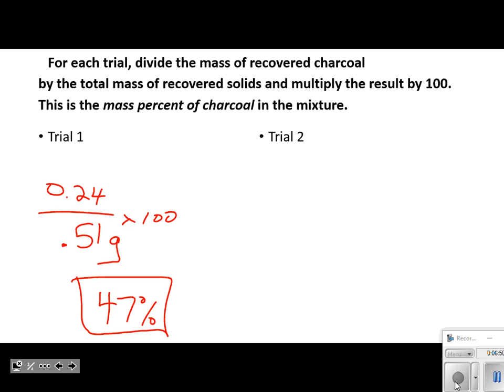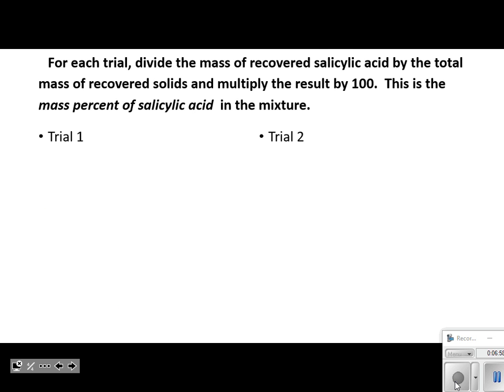So based on my data, I'm saying I had 47% charcoal. And my next one is going to be the salicylic acid. So that's going to be the 0.27. So when I take the 0.27 divided by 0.51, multiply by 100 to give me my percentage, I get 53%. Well, 47 and 53%. Okay, that makes sense, doesn't it?